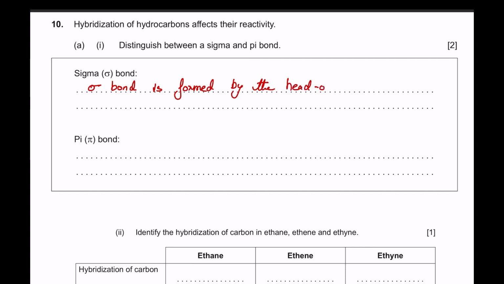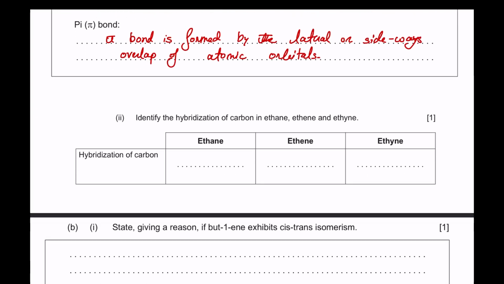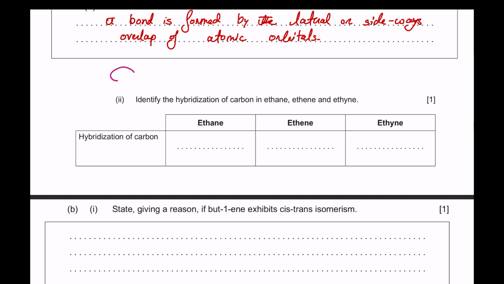A sigma bond is formed by the head-on overlap of atomic orbitals, while a pi bond is formed by the lateral or sideways overlap of atomic orbitals. That is all about this part. So basically, if you have two p orbitals, if they overlap in this way, a sigma bond is formed here, and if they overlap in this fashion, this will be your pi bond. This is your pi bond.